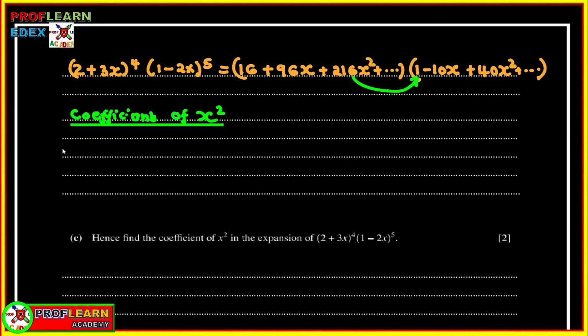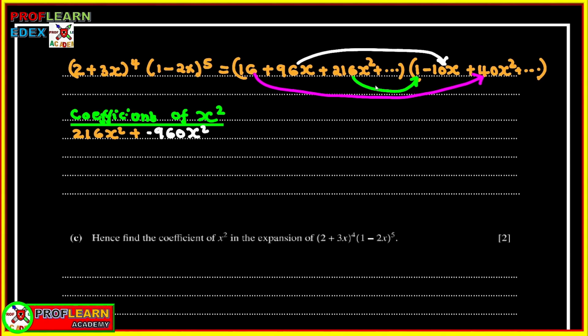So we're going to say this part is going to be 216x squared plus this 96x multiplied to 10x is going to give us x squared. So we're going to take that, and that's going to be a negative number, right? And 16 times this one is going to give us x squared. So we are going to take this number as well now, but this is going to be a positive value. And then now, if we try to work this out, we're going to get our answer as such.